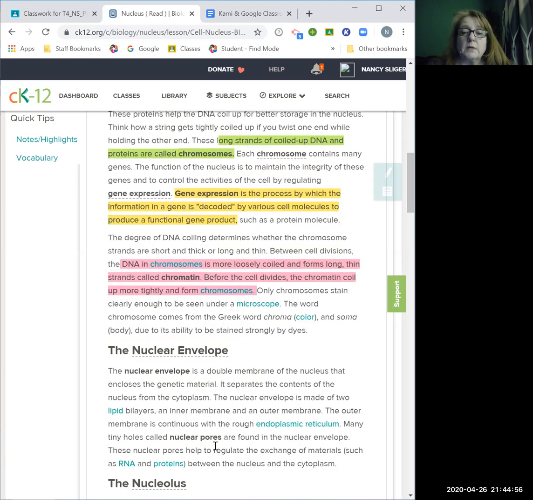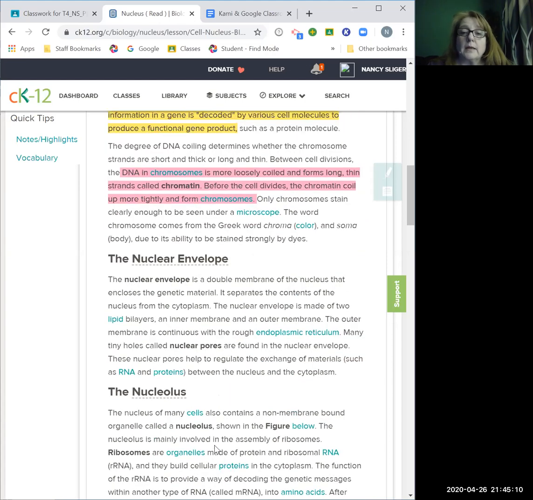You've heard me mention that the cell has a covering around it called the cell membrane. Well, the nucleus has a membrane around it. Sometimes it's called a nuclear membrane. It's also called a nuclear envelope. And it is basically to protect the DNA inside its membrane.